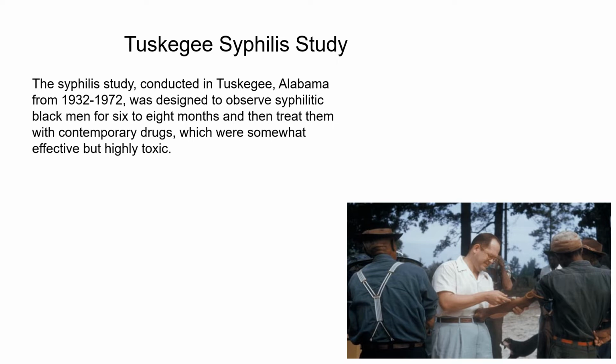So this was a syphilis study that was conducted in Tuskegee, Alabama, and it started in 1932, and again, like I said, went all the way to 1972. It was designed to observe syphilis, and it's not supposed to be generalized to black men, but in this study they were observing syphilis in black men for basically 6 to 8 months after they were infected with syphilis, and then treating them early on with contemporary drugs. These drugs were somewhat effective, but also highly toxic.